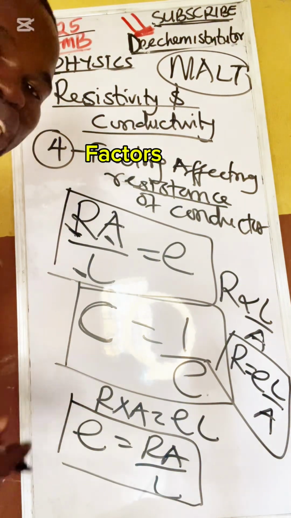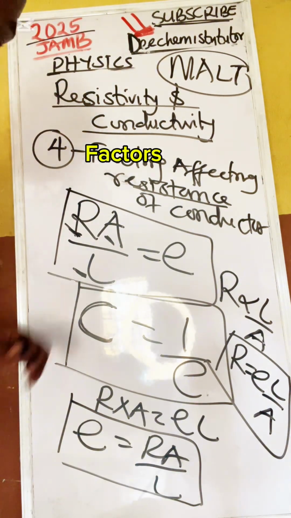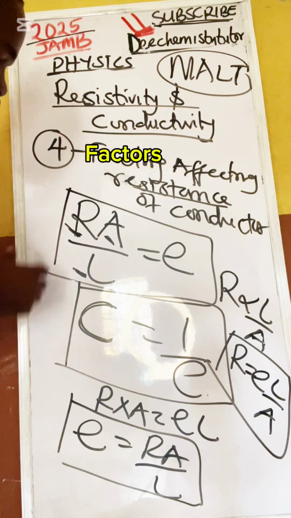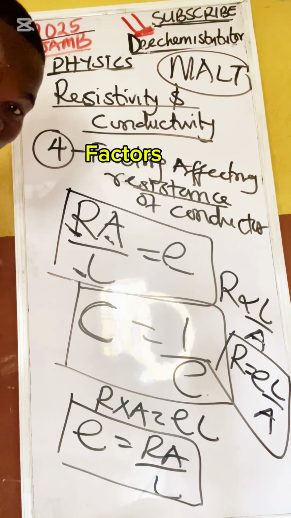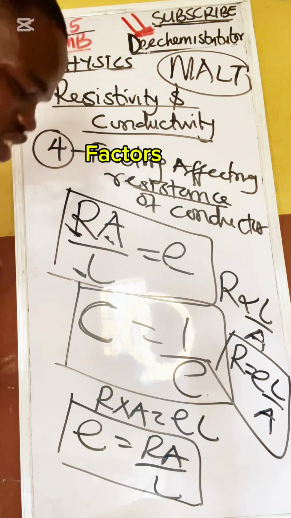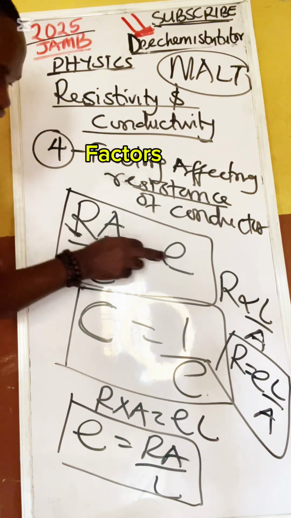So I just want to teach you a better way. So from here, I can get the unit. So what is it? RA over L equals resistivity. I know some people will come for me that I'm not using the normal terms. Okay, but RA over L equals resistivity.